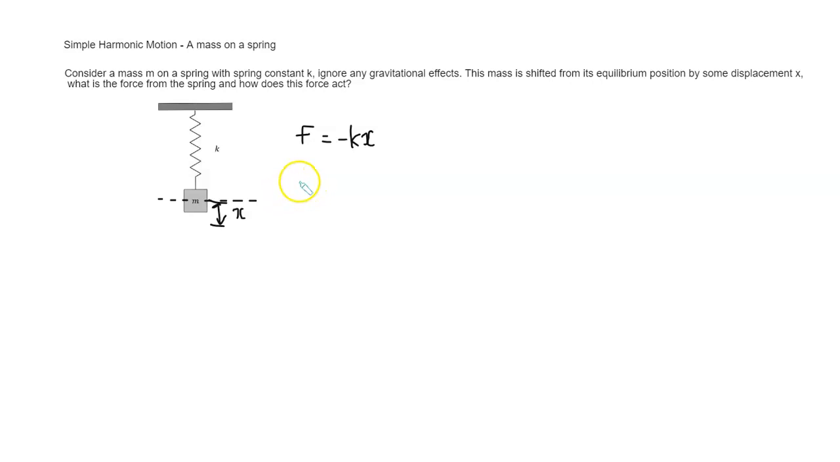If we use Newton's second law, informally we say it as F is equal to ma. Now we can write this as mx double dot, which is going to make it a lot easier in the future to work through all this. We know that the only thing that acts on this mass is the spring. We ignore gravity, which means we can equate mx double dot to minus kx.